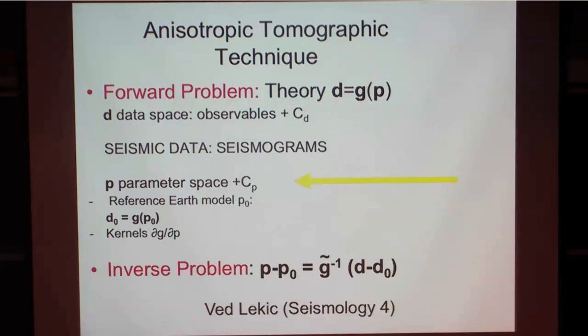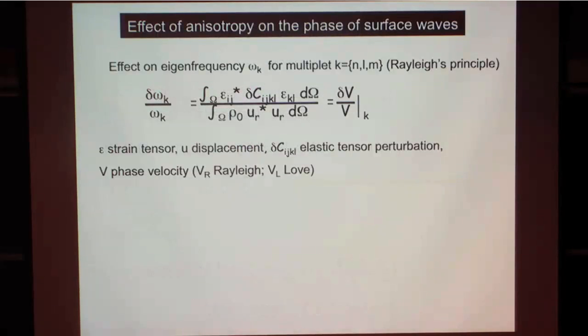Okay, so I will not detail this tomographic technique, but only focus on the parameter space. And I try to avoid equations, but that's the only slide with equations where we define the effect of anisotropy. And so seismic anisotropy is defined through an elastic tensor, and this elastic tensor, you see, has 4 indices.